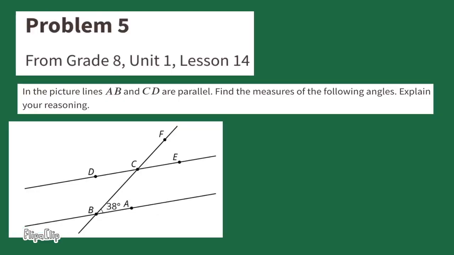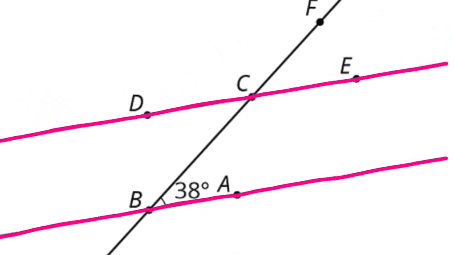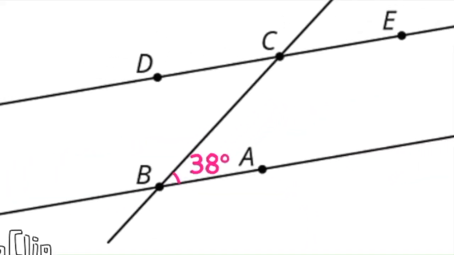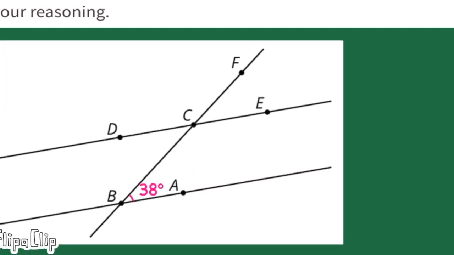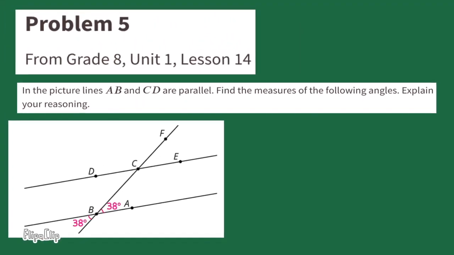Number 5. From 8th grade, Unit 1, Lesson 14. In the picture, lines AB and CD are parallel. Find the measure of the following angles. Explain your reasoning. They gave us two hints. They told us that lines AB and CD are parallel, and they gave us one angle measure that's 38 degrees. We can use this clue to help us find the other angle measures of 38 degrees.